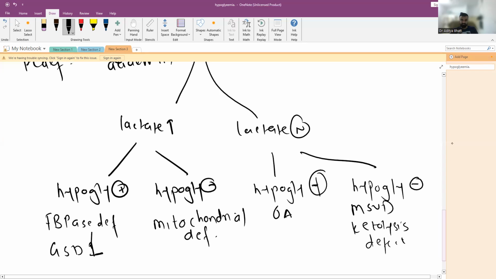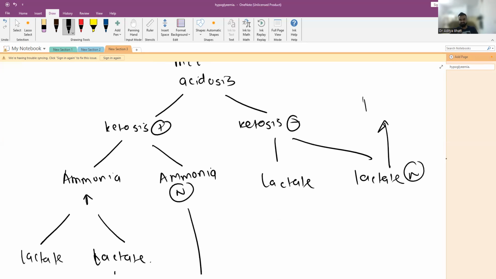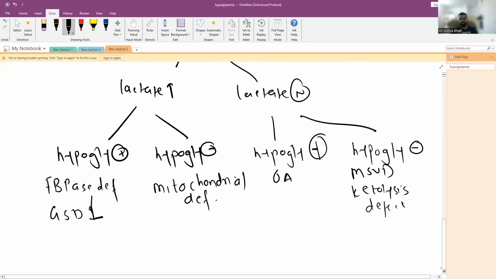Now, in patients without ketosis, the next investigation you directly go for is lactate. Okay, if the lactate is normal, it is renal tubular acidosis. The patient is suffering from acidosis and there is no ketosis or no lactate. The reason for the acidosis is renal tubular acidosis. While if the lactate is high plus there is hypoglycemia, you have fatty acid oxidation defect. While if you have normoglycemia, then it is pyruvate dehydrogenase deficiency, PDH. So this is the second approach that I want you to remember.